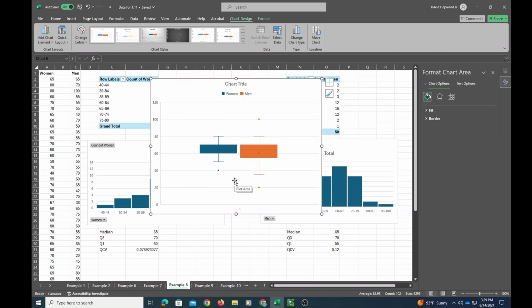Okay, let's write these things down. The median for women was 65, and for men it was also 65. That makes sense. That's the typical retirement age. The QCV for women was, let's round to 3 decimal places, 0.077. And for men, it was exactly equal to 0.12.